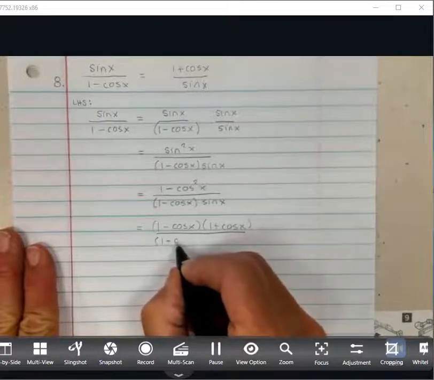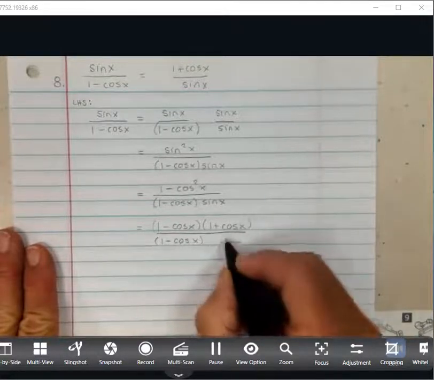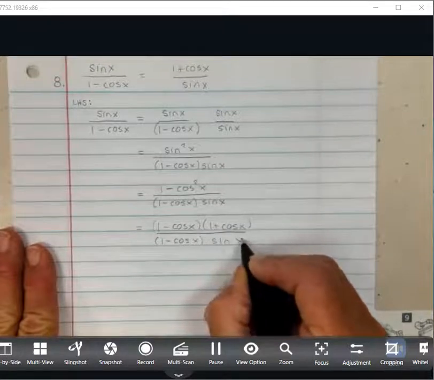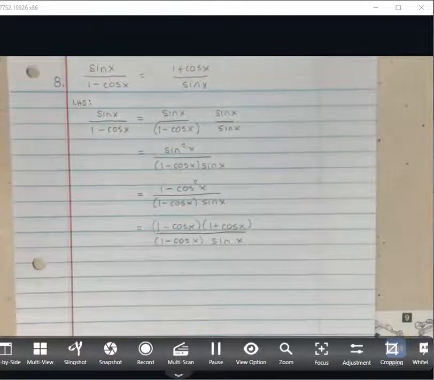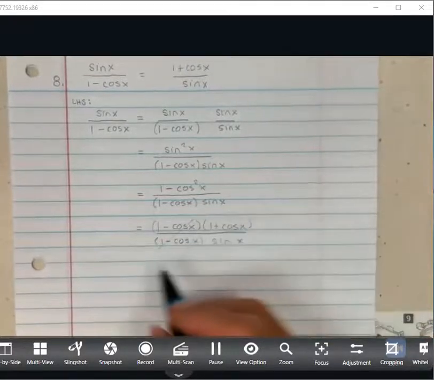That's why I left the bottom factored. My goal was to eventually cancel, and I can see in the next step I can cancel. I got everything written as a product. So I've got that common factor of 1 minus cosine of x on the top and the bottom. I can cancel it. And we're done.